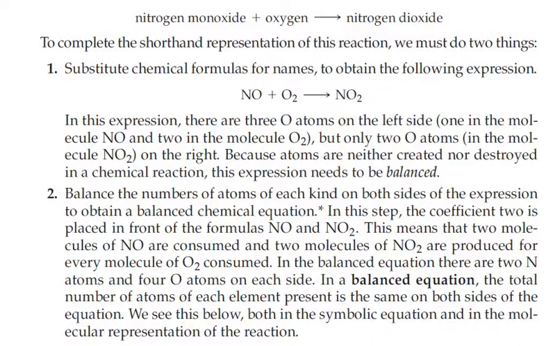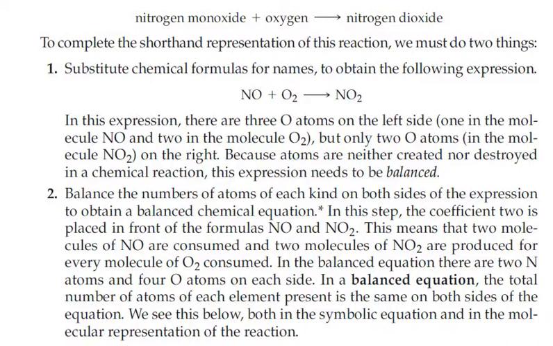In this expression there are 3 atoms of oxygen on the left hand side, on the reactant side, 2 and 1. 1 plus 2 is going to be 3. Which is saying that on the left side 1 in the molecule of NO and 2 in the molecule of O2, but only 2 oxygen atoms on the right hand side, the product side. So it's not balanced, so we need to balance this chemical reaction.